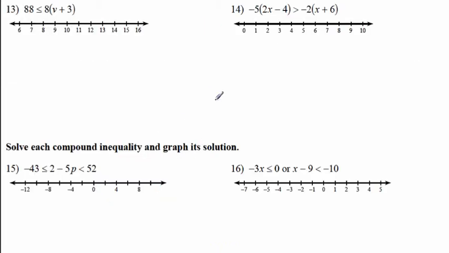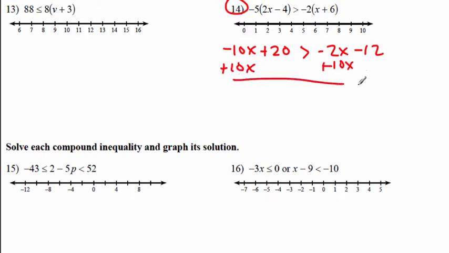So how about one like number 14? That's kind of dangerous here. I'm going to distribute out and see what we get here. We get negative 10x plus 20 is greater than negative 2x minus 12. So now it's a matter of simplification. Let's add 10x to each side.